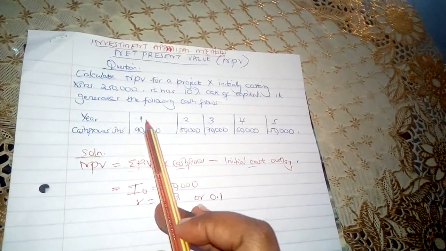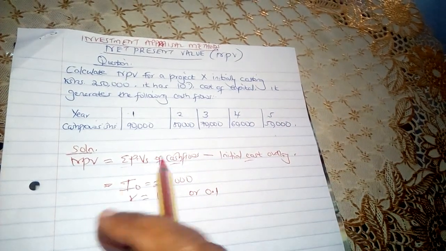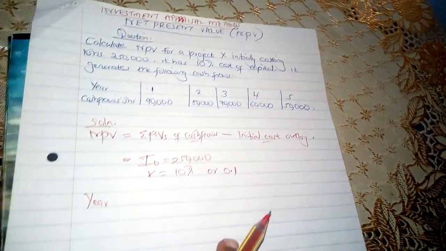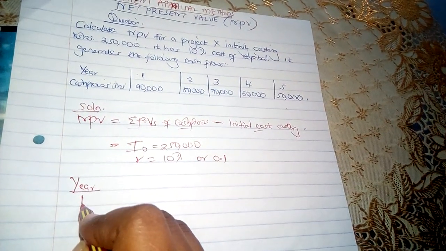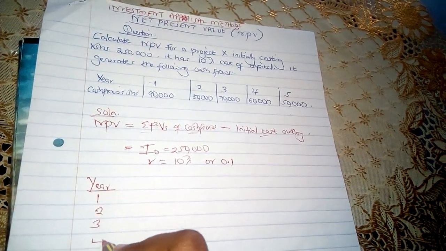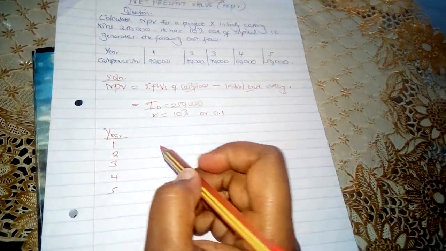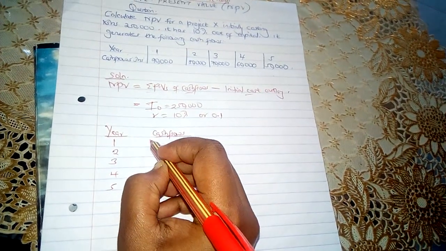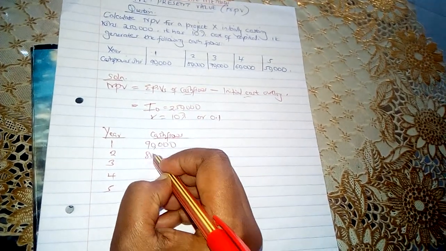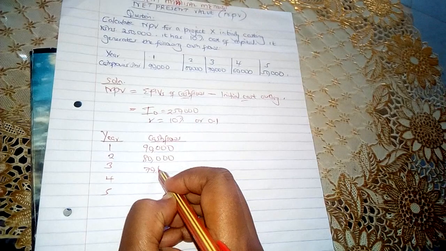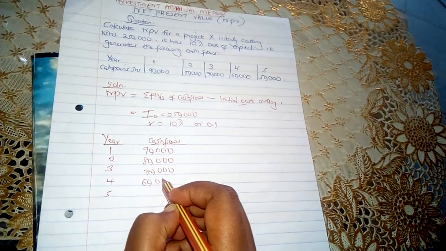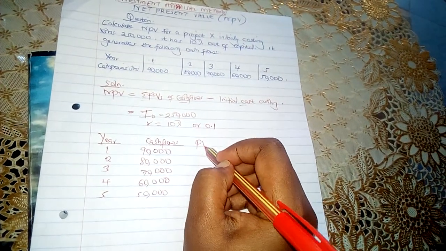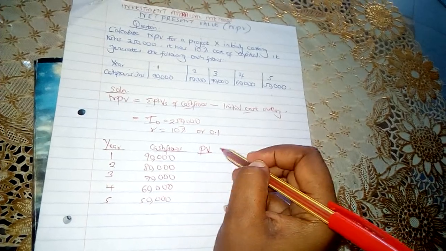So what we are going to do, we are going to write the year and the cash flows in the vertical way, so that we'll be able to compute the present values. So here you write from year 1, 2, 3, 4 up to year 5. Then you come to the cash flows. The first cash flow was 90,000, 80,000, 70,000, 60,000, and finally 50,000.